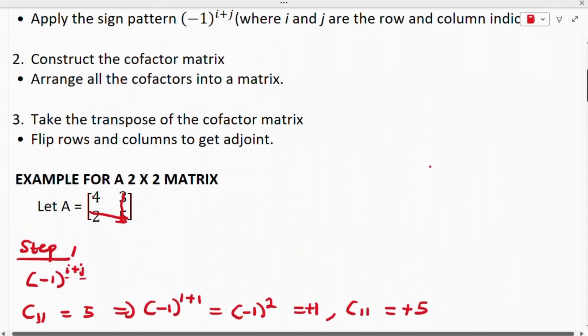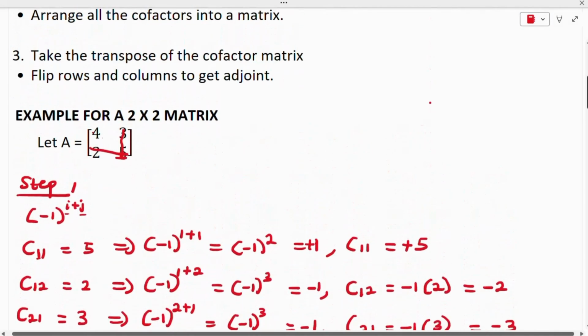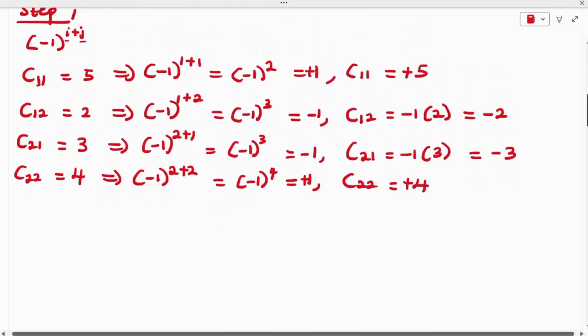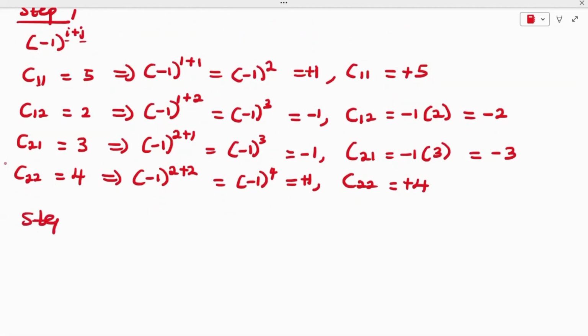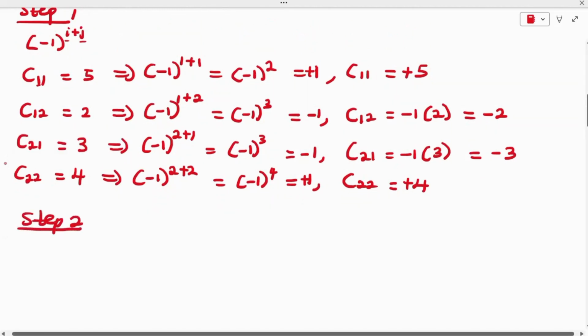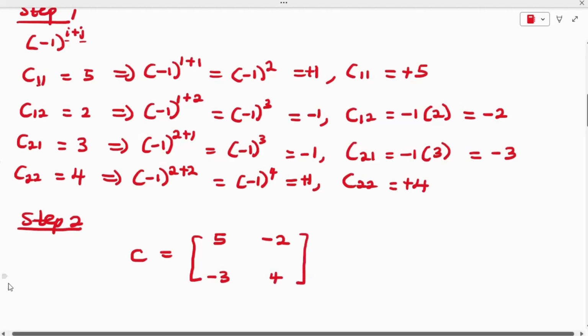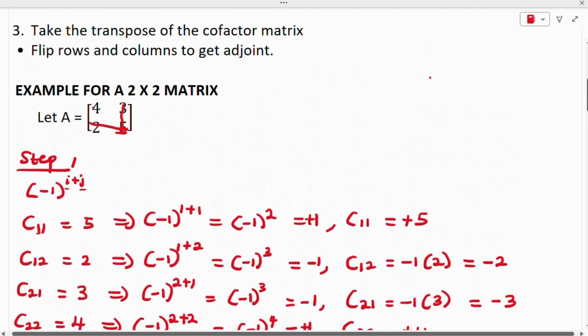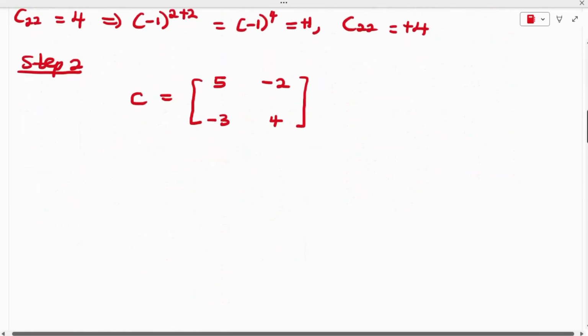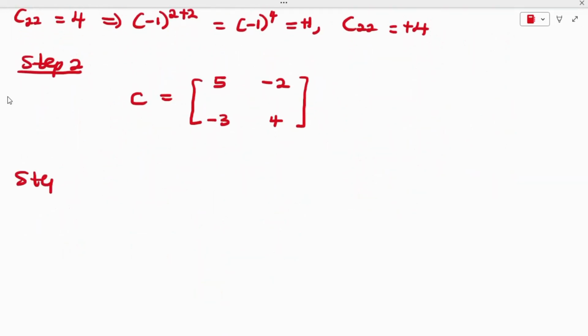Now step 2 says we are to construct the cofactor matrix, that is, arrange all the cofactors into a matrix. So step 2 is to construct the cofactor matrix. We have C equals, for C11 we have 5, for C12 we have minus 2, for C21 we have minus 3, and for C22 we have 4. So this is the cofactor matrix, and step 3 says take the transpose of the cofactor matrix.